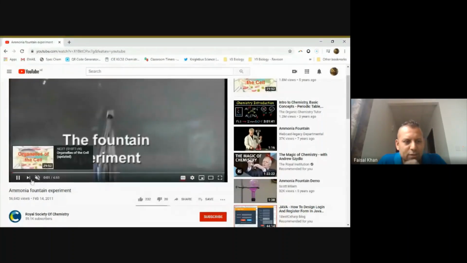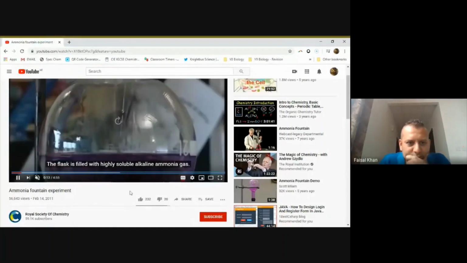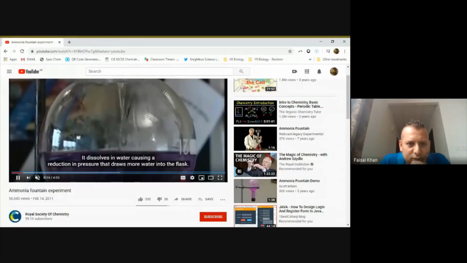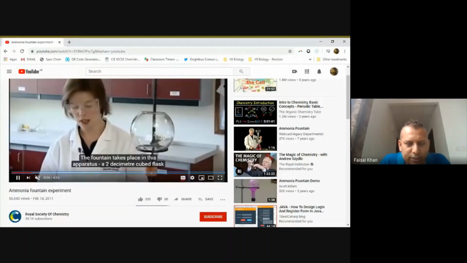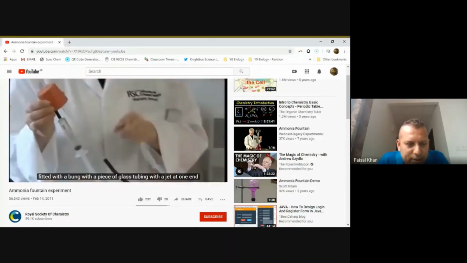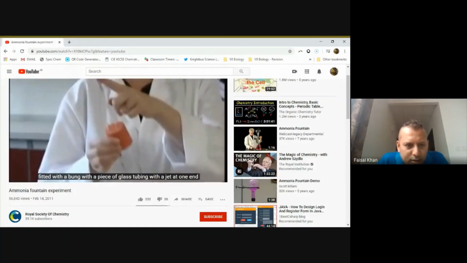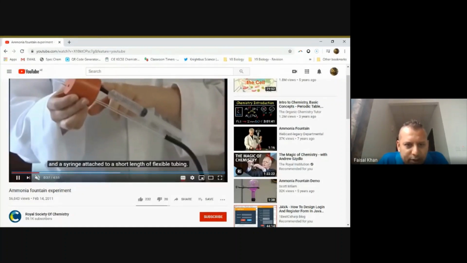Right. So the fountain experiment, here we go. It dissolves in the water, causing a reduction in pressure that draws more water. Okay, that's fine. It takes place in a special apparatus. It's an upside down round bottom flask. Okay, so you have a jet.